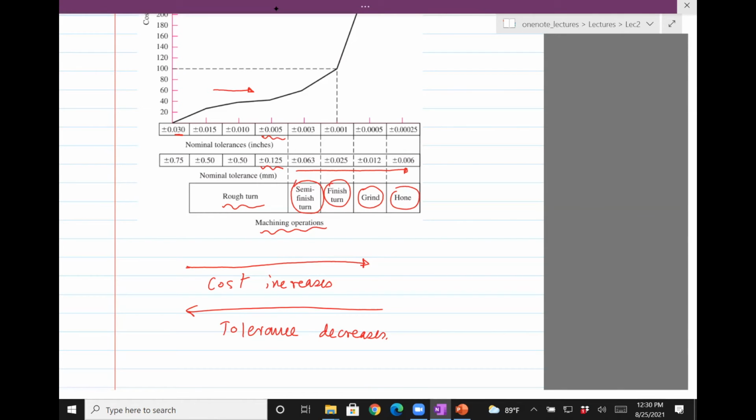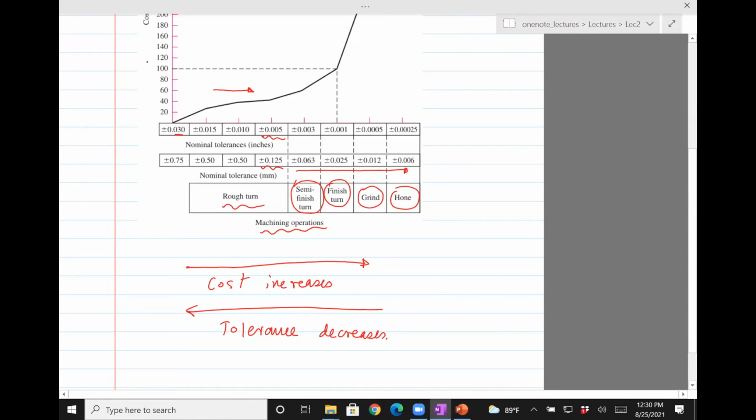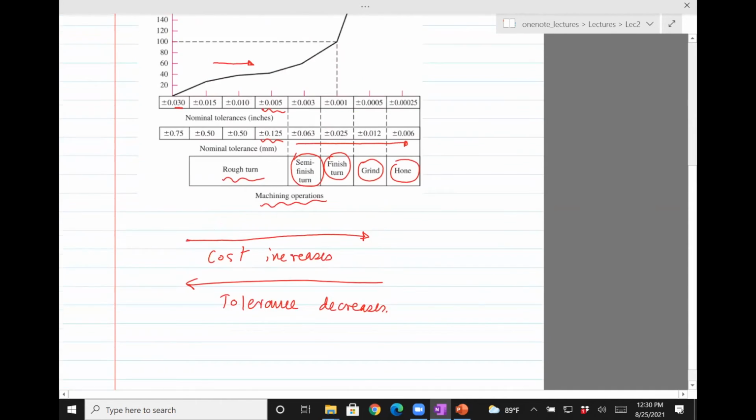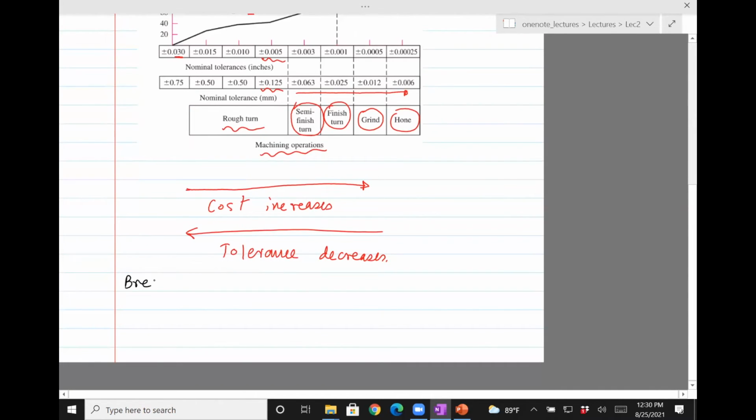Okay, so that gets us to this important thing, and this is something which comes up and will come up often when you are thinking of a new product or investing in something. That is what is known as the break-even point. Okay, so we often hear break-even points in investment.